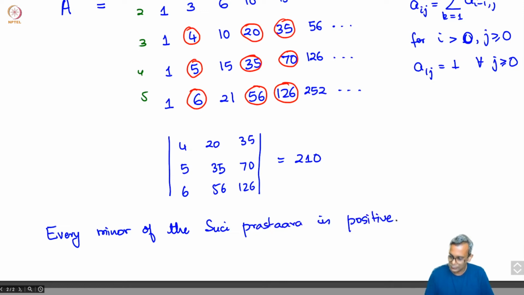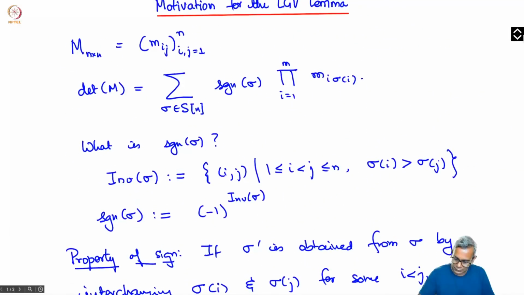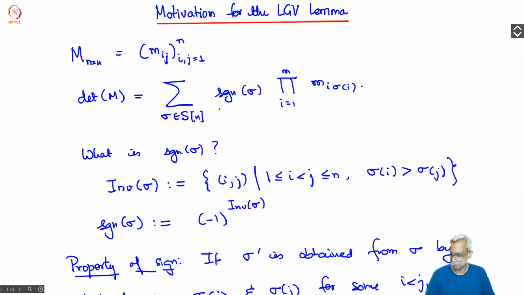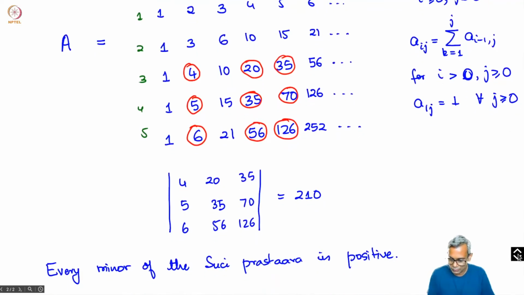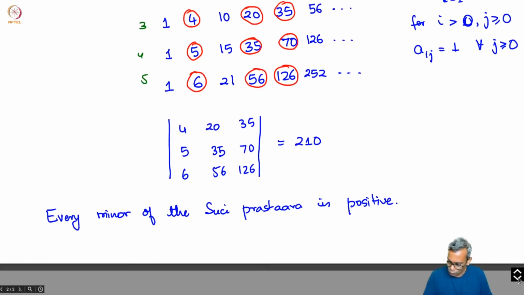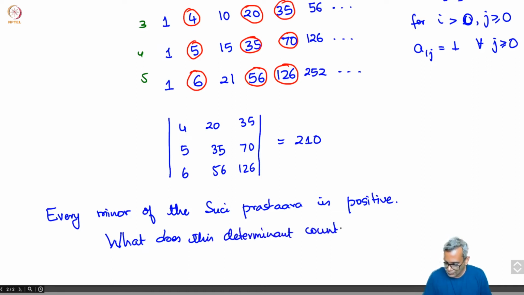This is not at all clear. Just because the matrix has positive entries does not mean that its determinant is positive, because in the definition of the determinant there is this sign, and so it could be quite surprising that the determinants are positive, and in fact they are positive integers because all the entries are integers. So you could also ask, what does this determinant count? And this answer is given by the LGV lemma.